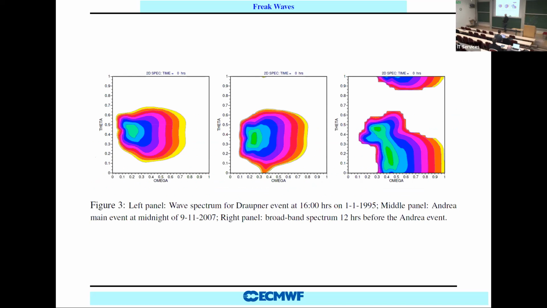So these are examples of spectra. Don't look at the details. This is just basically the frequency. This is the direction. Of course, we have also direction as a parameter because waves can propagate in different directions. And this is for the Draupner case. This is for the Andrea case. And we had also quite some variation, especially in this case, because this is initially what the spectrum was. So it was very broad, whereas these are much more narrow.